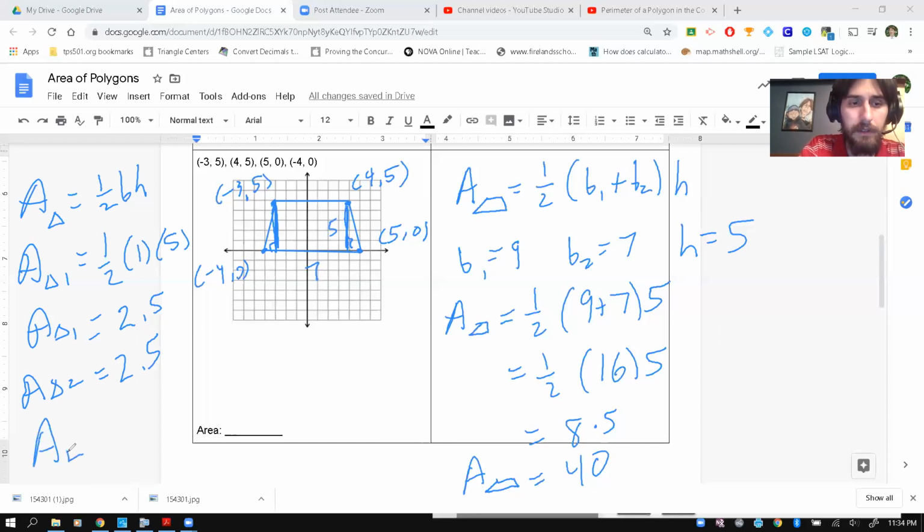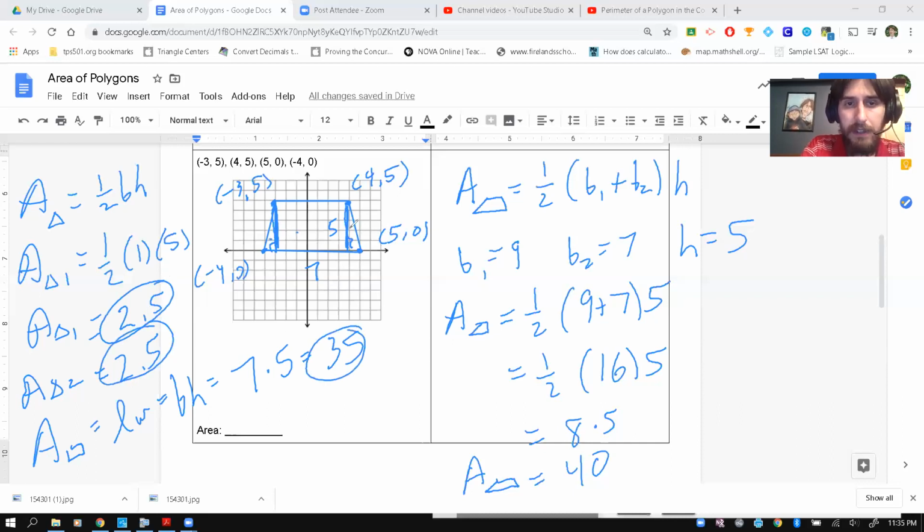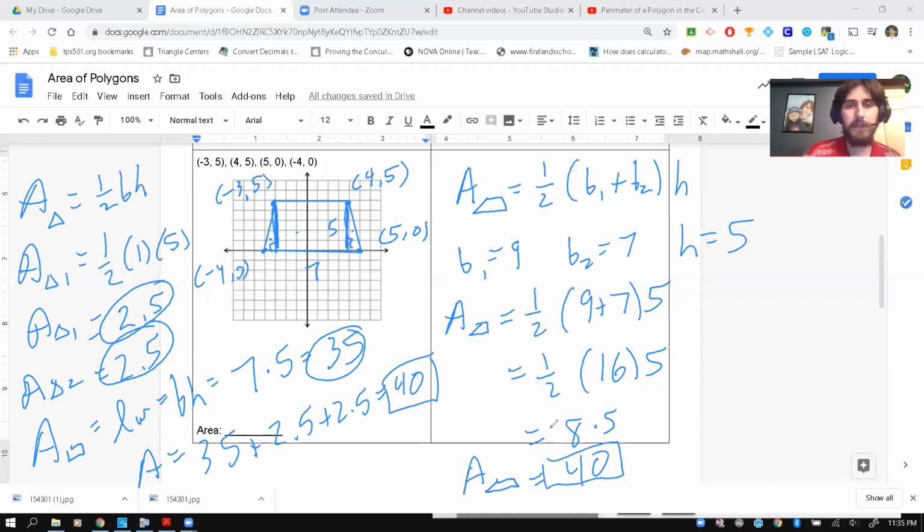And to find the area of a rectangle, it's just length times width or base times height, which for us would be 7 times 5 or 35. And if you add the area of those three shapes together, you get the total area, which is 40, which notice is the same thing we got over here. So the area of this trapezoid is going to be 40 square units.